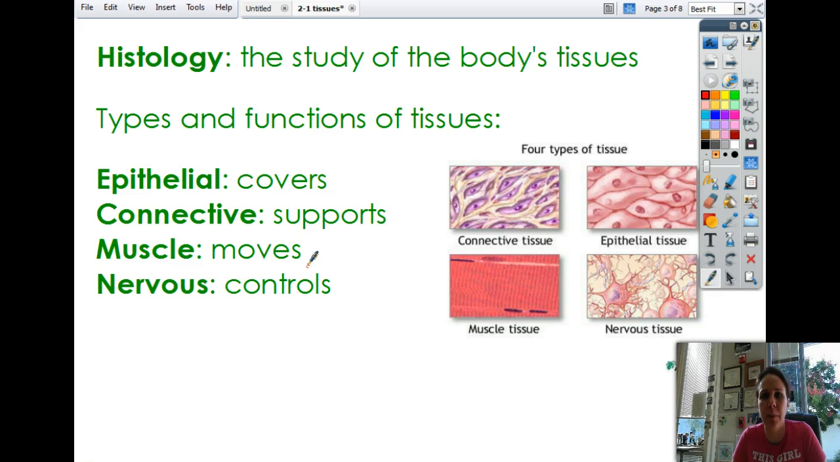Muscle movement. In a nutshell, that's what muscle does. And then nervous controls body movements, controls synapses, controls every part of your body altogether. So here are some pictures showing you simple artistry of what they look like, but we're going to get into those in much more detail later.